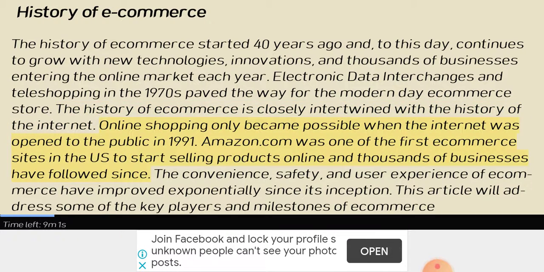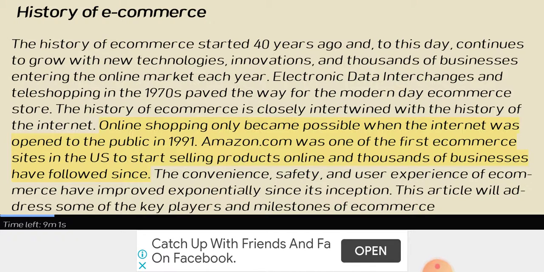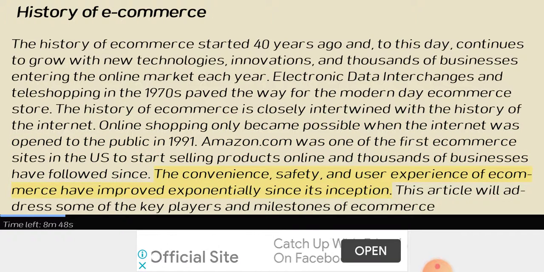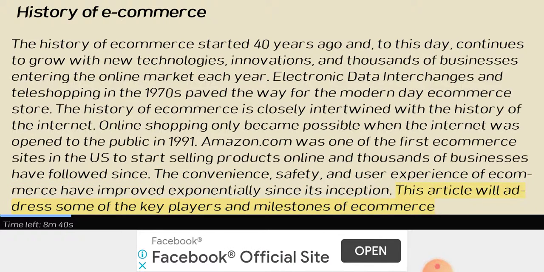Online shopping only became possible when the internet was opened to the public in 1991. Amazon.com was one of the first e-commerce sites in the US to start selling products online, and thousands of businesses have followed since. The convenience, safety, and user experience of e-commerce have improved exponentially since its inception. This article will address some of the key players and milestones of e-commerce.